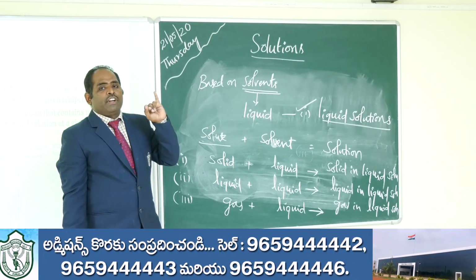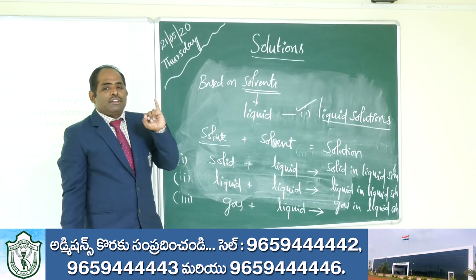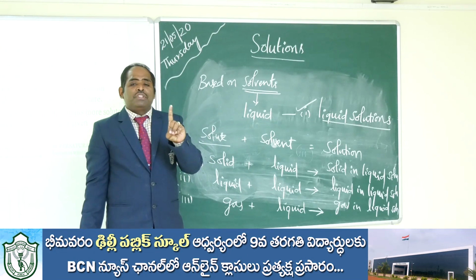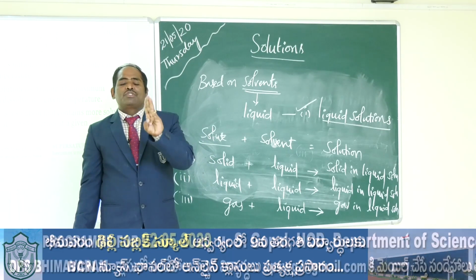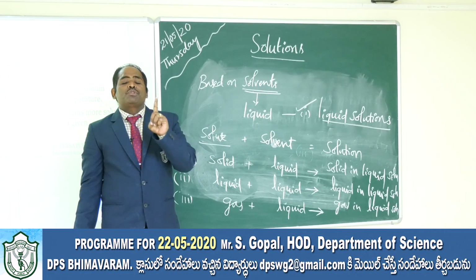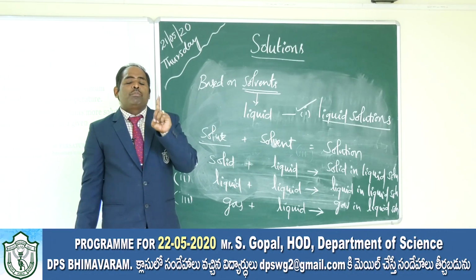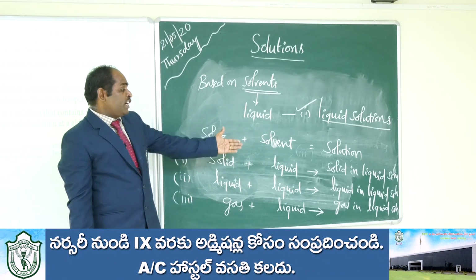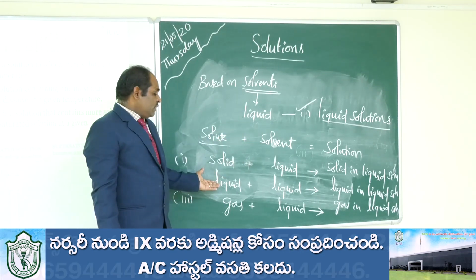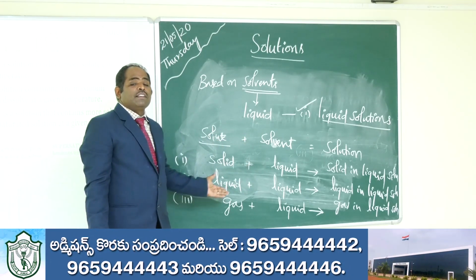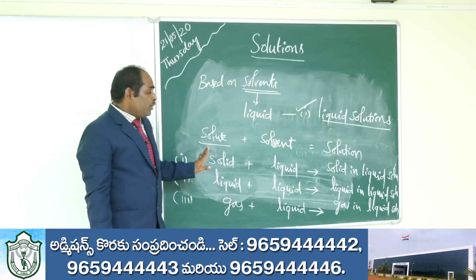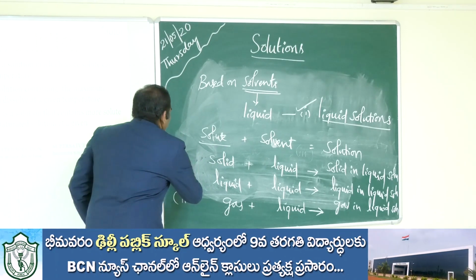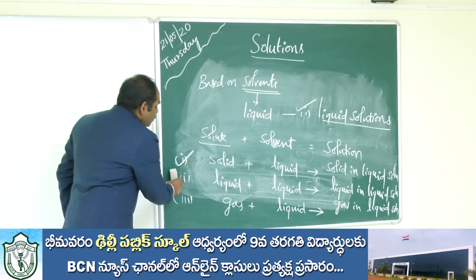First we discussed solution. What is a solution? Based on the solvent, solutions can be classified into three types: liquid solutions, solid solutions and gaseous solutions. Liquid solutions, based on the components of solute and solvent, are binary solutions. They can be classified into three types: solid in liquid, liquid in liquid, and gas in liquid. We are going to deal with only solid in liquid solutions.